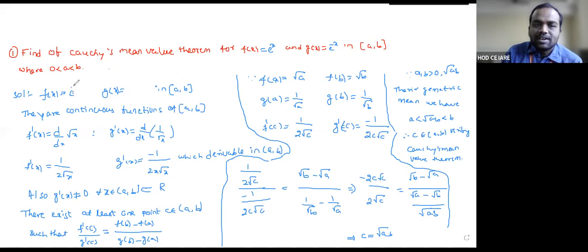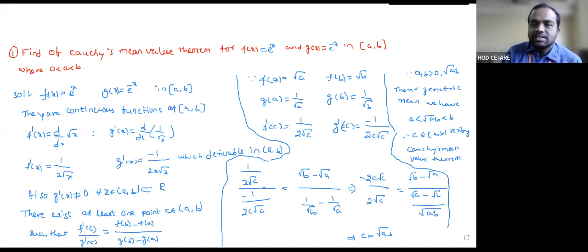f of x is equal to e power of x and g of x is equal to e power of minus x. They are exponential, so they are continuous functions in the closed interval of a comma b.